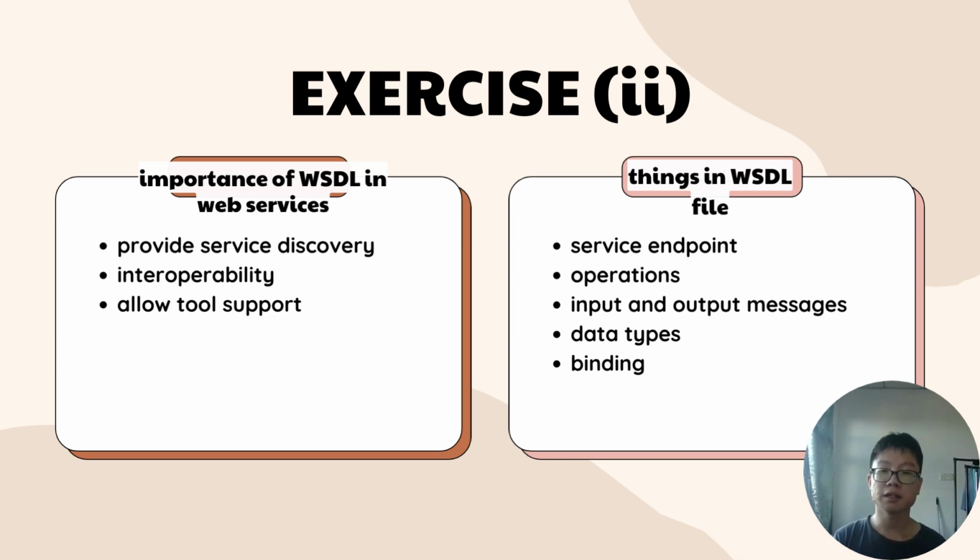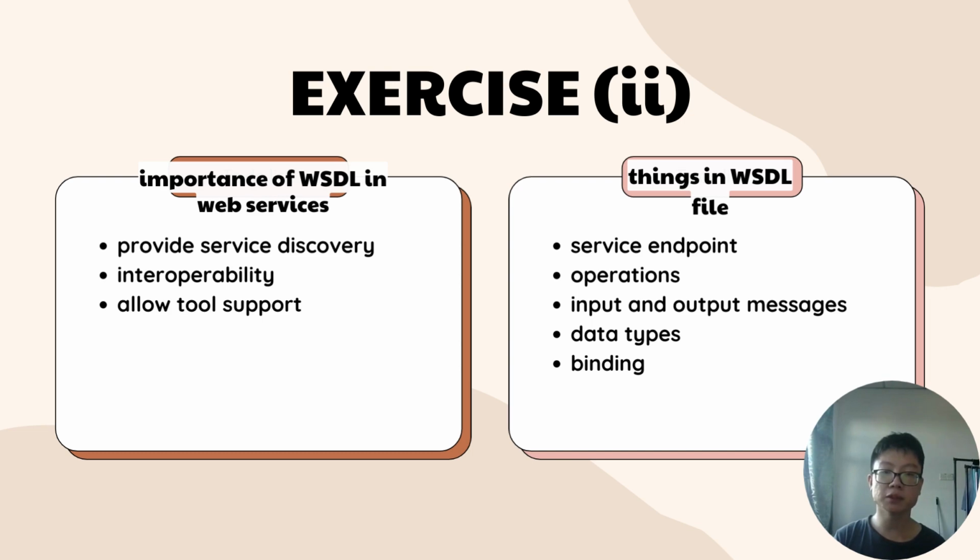Next, there are several things we need to understand from WSDL. First is service endpoint, operations, input and output messages, data types, and binding. For service endpoints, the WSDL file specifies the endpoint's URL where the web service is located. For the operations, WSDL defines the operations or actions that the web service can perform. These operations represent the functionality exposed by the service.